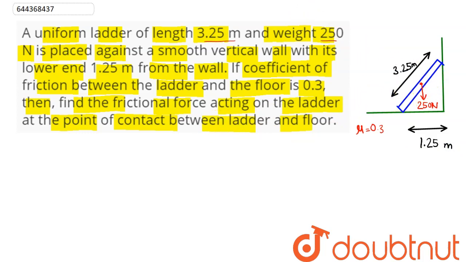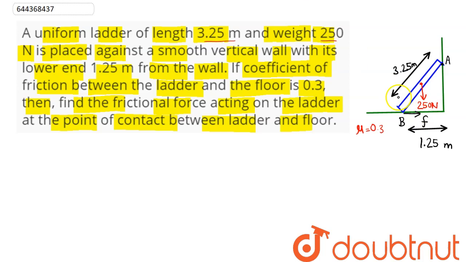So we can see that we name this point as A and this point as B. So point A comes downward, hence point B will move towards the left. So friction will act towards the right. We need to find this friction.